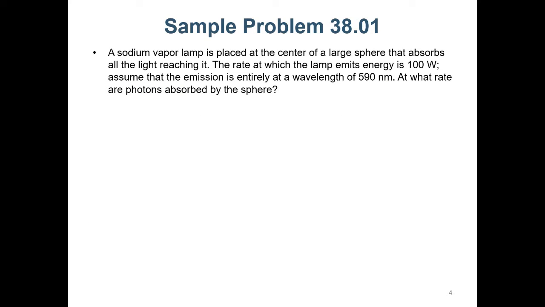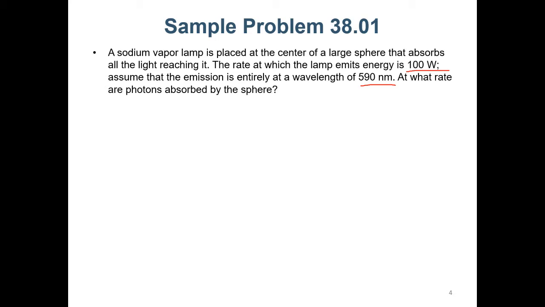Okay, here comes a simple example. A sodium vapor lamp is placed at the center of a large sphere that absorbs all light reaching it. The rate at which the lamp emits energy is 100 watts, and emission is entirely at the wavelength of 590 nanometers. At what rate are photons absorbed by the sphere?